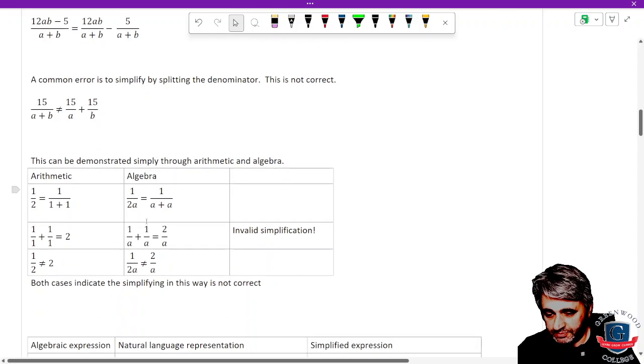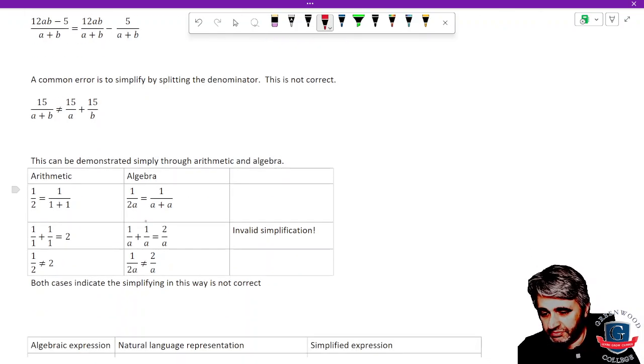Here's an example. So if I have a half, that can be split into 1 on 1 plus 1. And then if you do what was done here, that becomes 1 on 1 plus 1 on 1, which is 1 plus 1 would be 2. And you'd be saying that a half is equal to 2, which it most definitely is not.